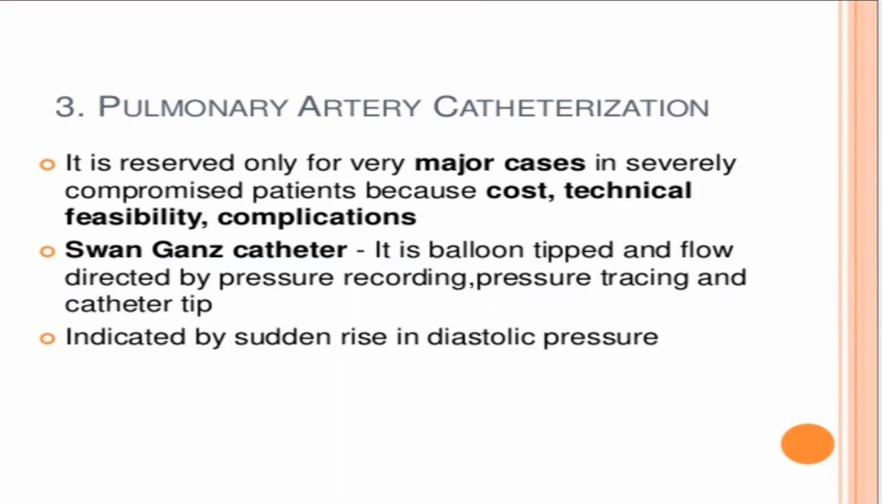The next method in invasive cardiovascular monitoring is pulmonary artery catheterization. It is reserved only for very major cases in severely compromised patients because of cost, technical feasibility, and complications associated with it. The Swan-Ganz catheter is balloon tipped and flow directed, guided by pressure tracing, and the catheter tip is indicated by a sudden rise in diastolic pressure.